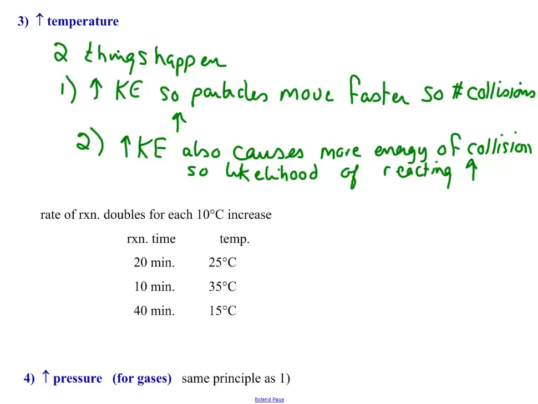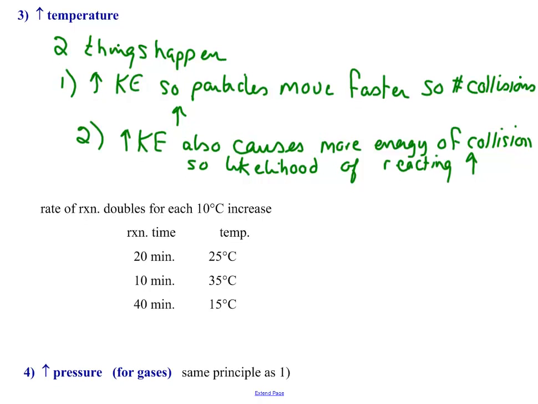It works the other way as well. If I drop the temperature by 10 degrees, going from 25 to 15 degrees Celsius, then my reaction time is going to double because my reaction is proceeding half as quickly.